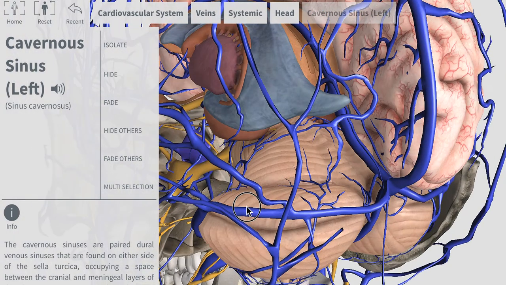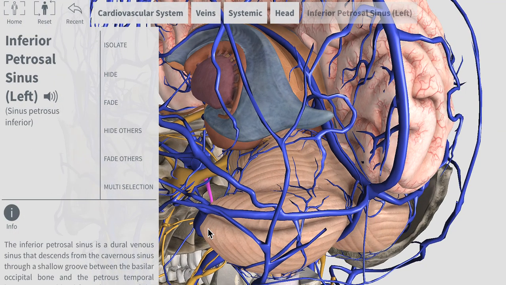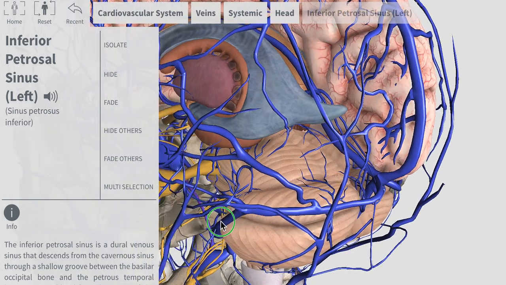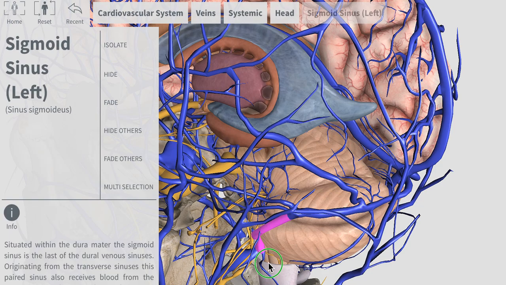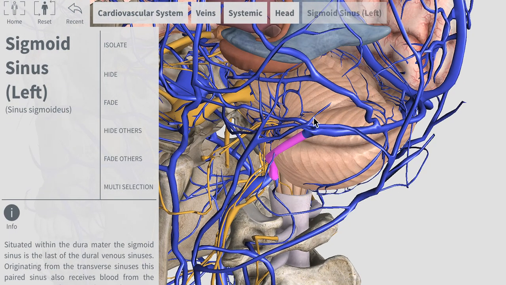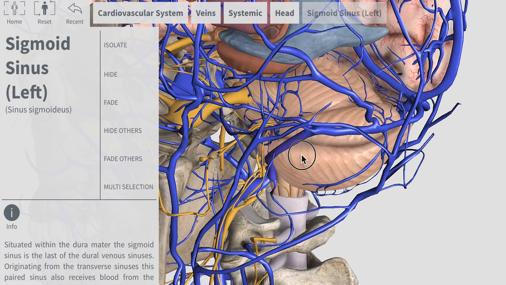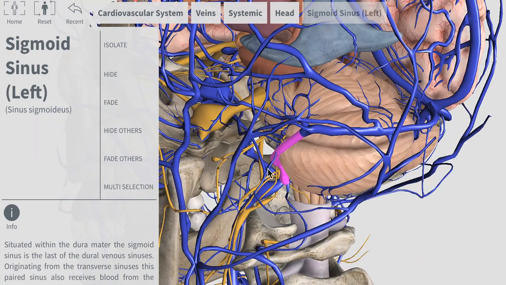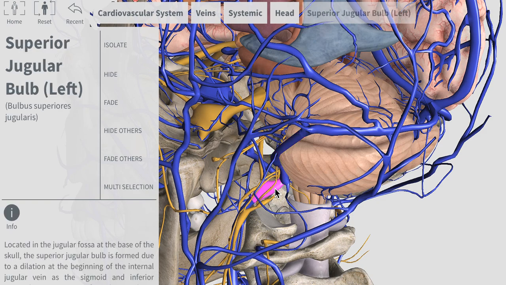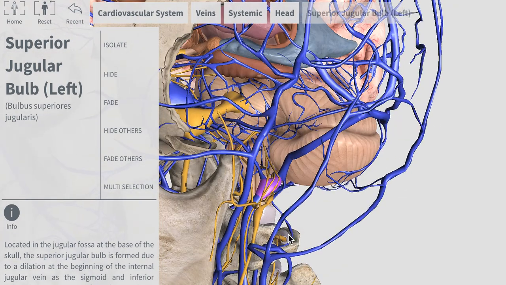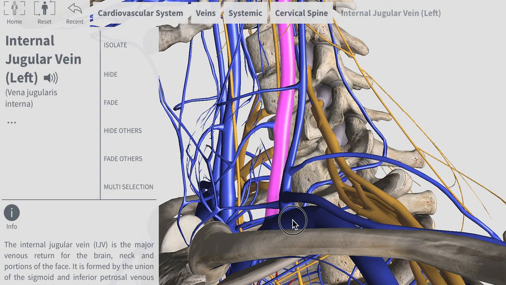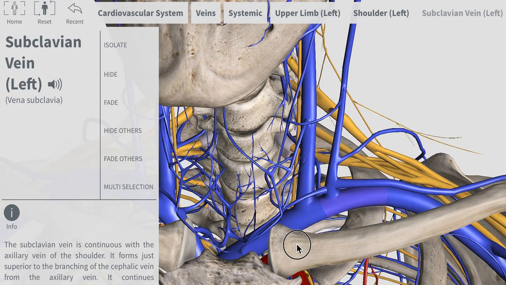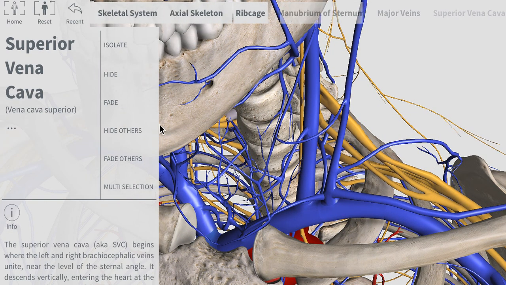It would travel along the way, and then it would drain into this structure called the sigmoid sinus here. Sorry, I was wrong, it's still a sinus over here. Depending on the anatomical variations, the majority of the time it would drain directly into the superior jugular bulb, which is just the beginning of the internal jugular vein, which would then travel inferiorly to the brachiocephalic trunk of the left or the right side, and then they would join together and become the superior vena cava.